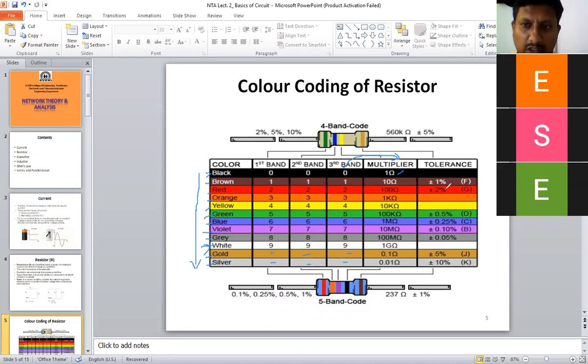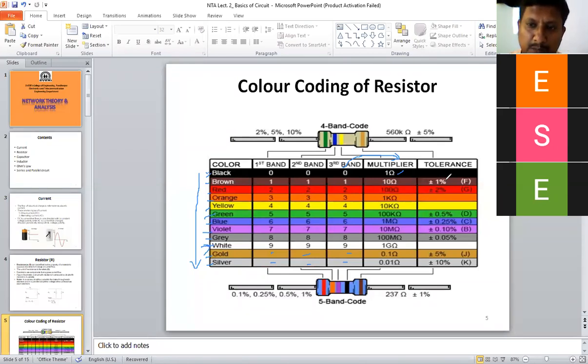Fourth band represents the tolerance. Tolerance means what? Due to the change in temperature, the resistance value of the material is going to change. It may decrease, it may increase. So tolerance is always given in plus minus. It means the total resistance value will change by 1%, 2%, 0.5%, 10% due to the change in environment temperature.